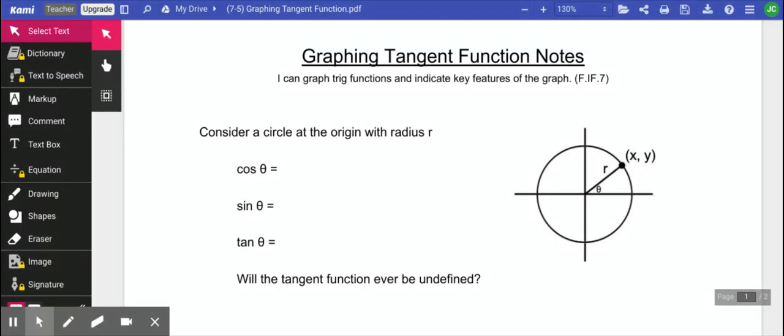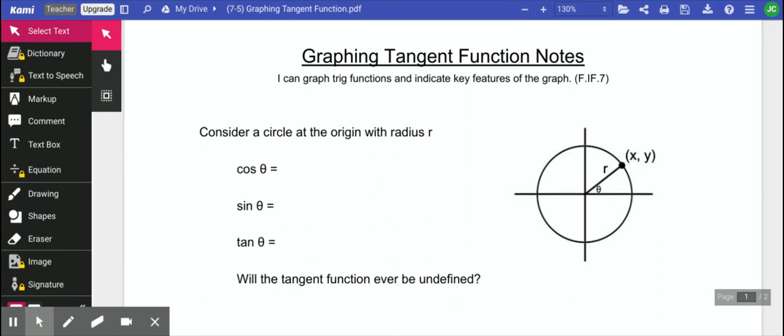We've spent the last couple lessons talking about how to graph sine and cosine, learning those as new parent functions. We're going to do the same thing with tangent. Tangent is very different from sine and cosine. Sine and cosine were both those waves and those curves. Tangent, you're going to see, is a very different graph.